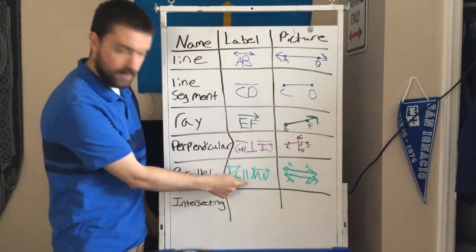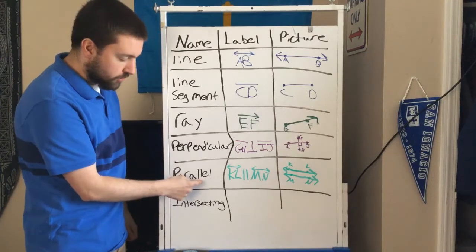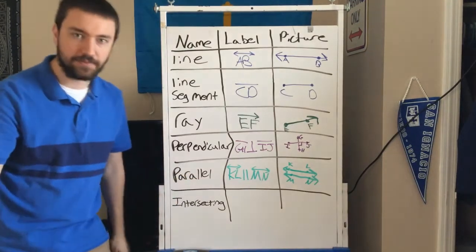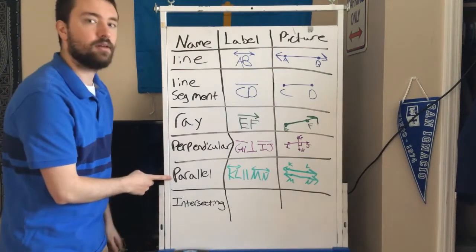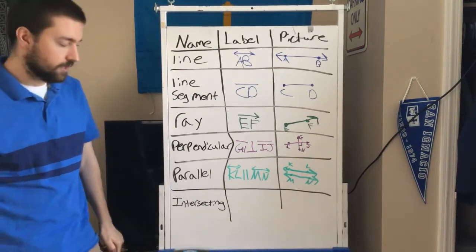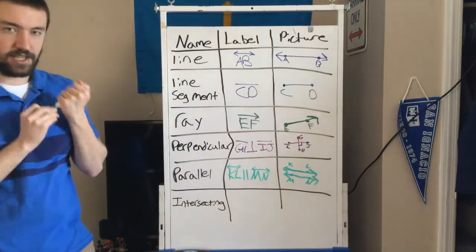Well, that's the symbol for parallel. So the parallel lines are the ones with the parallel lines in the name. And then the other one's just perpendicular. So if you can remember parallel, you're going to remember the other one. Now, I threw this last one here on the bottom, intersecting lines.